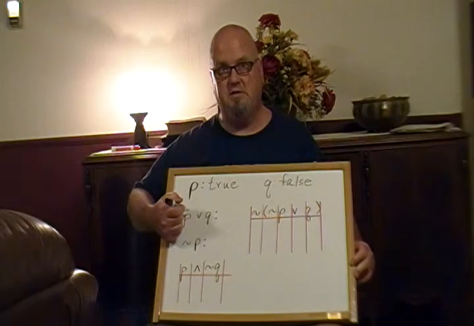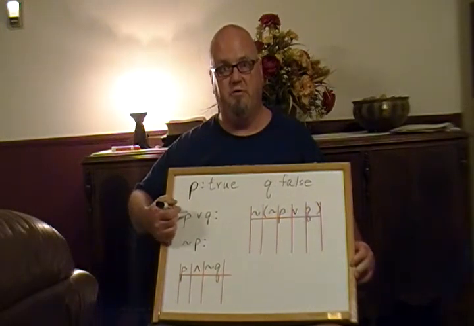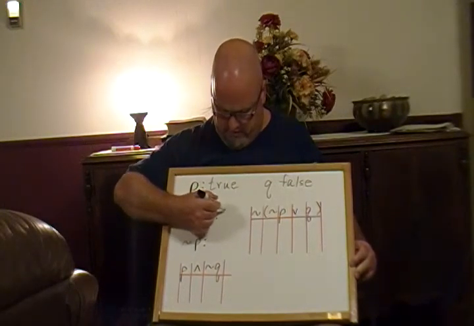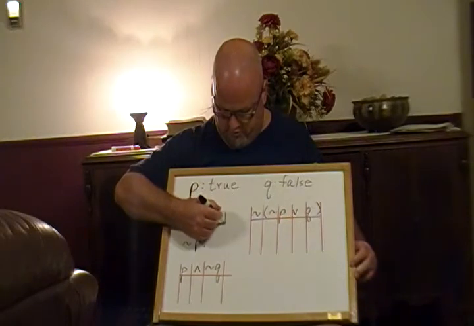Well, the or statement means at least one has to be true for the statement to be true. It could be one or the other or both. Since P is true, then the statement P or Q is also true.